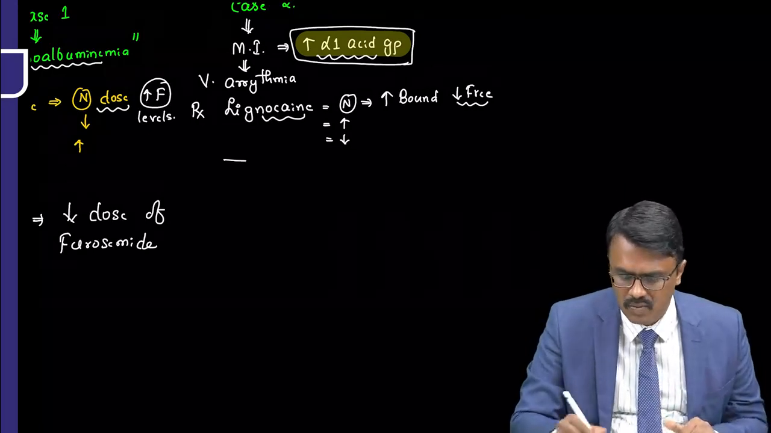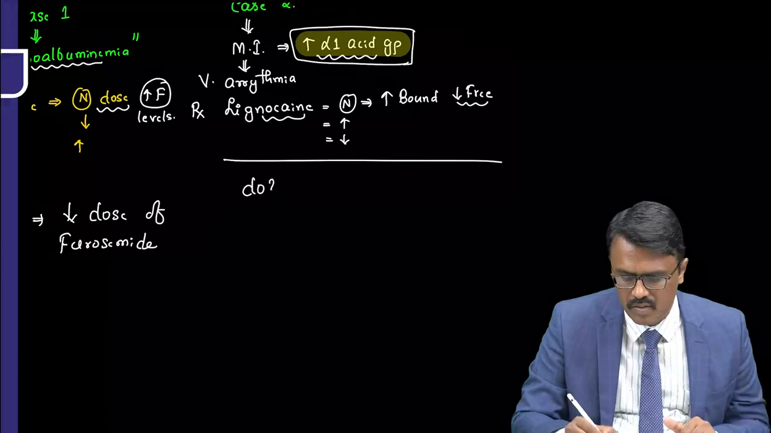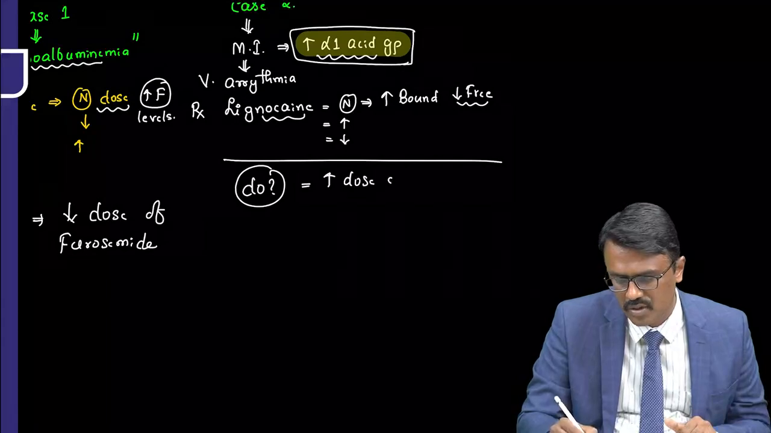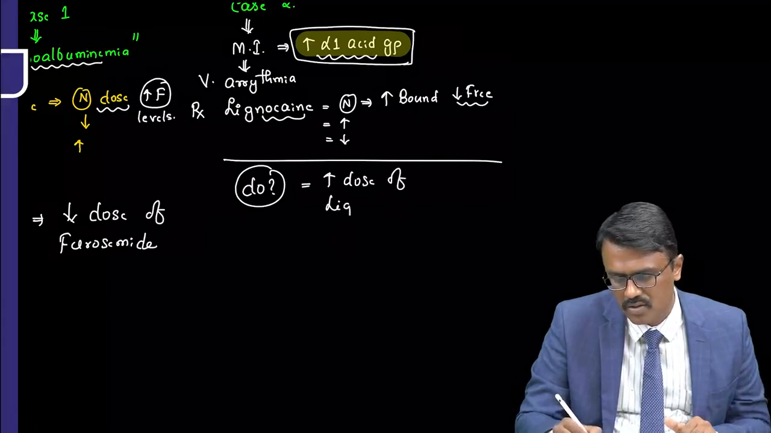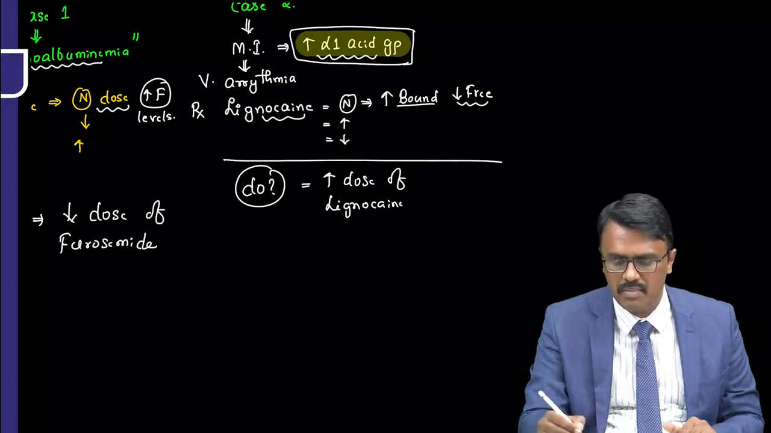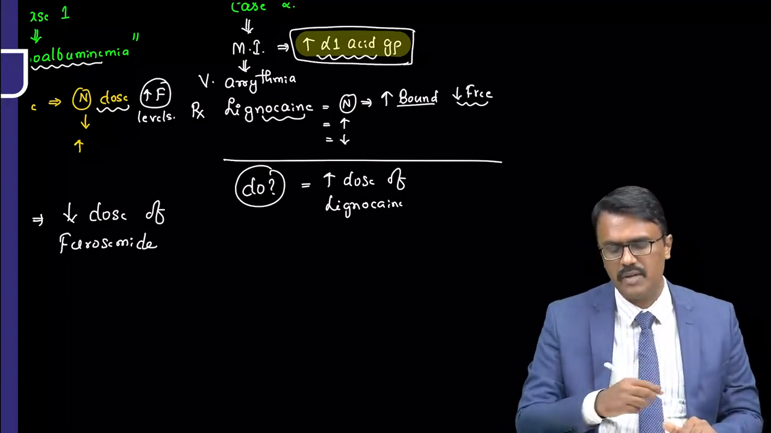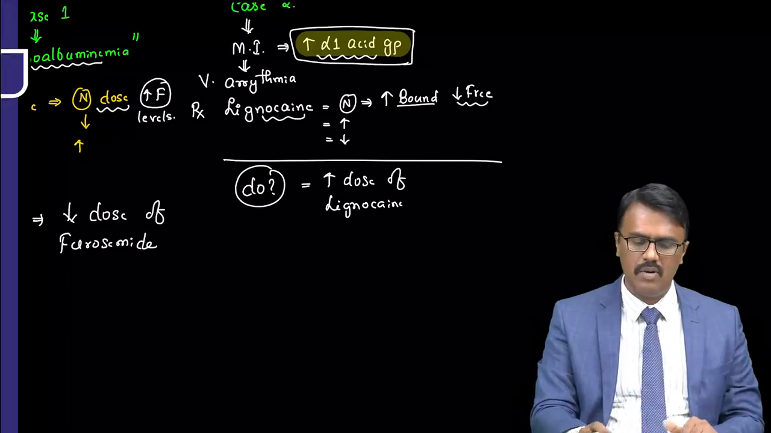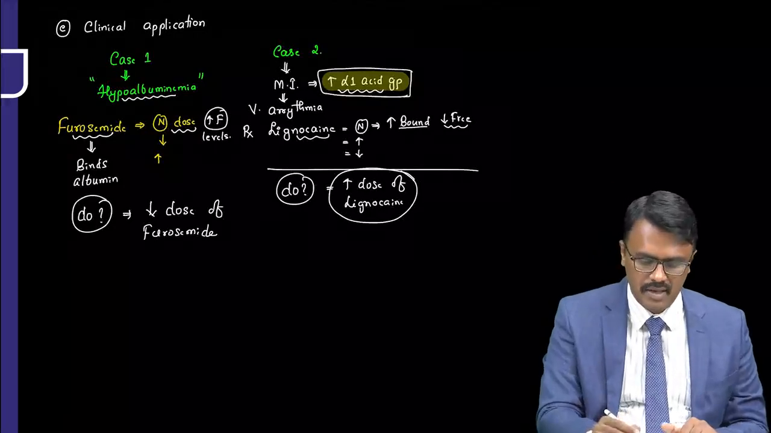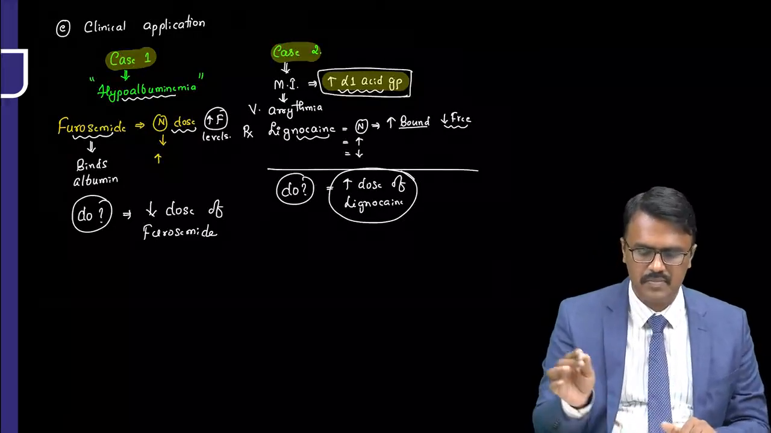So in this case, what to do? What to do is to increase the dose a bit. Increase the dose of lignocaine. So even though lignocaine binds to the alpha 1 acid glycoprotein, the free form can be elevated by increasing the dose of lignocaine. So this is the application of what we learned from plasma protein binding. I have given the case examples, case 1 and case 2.